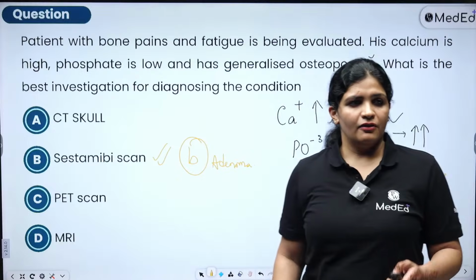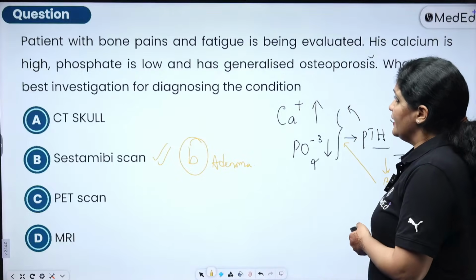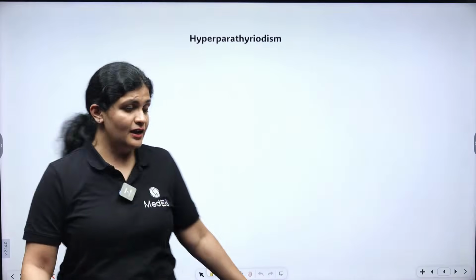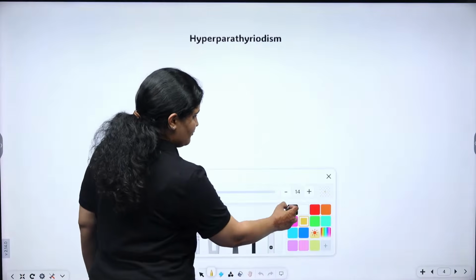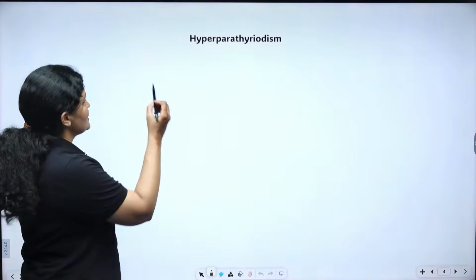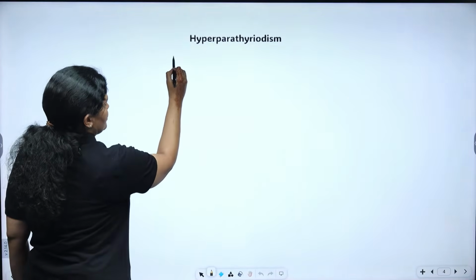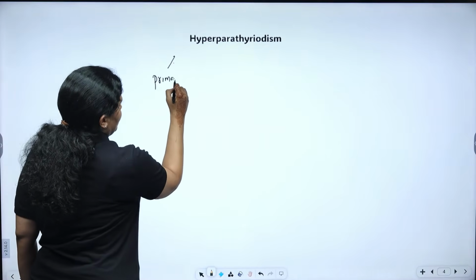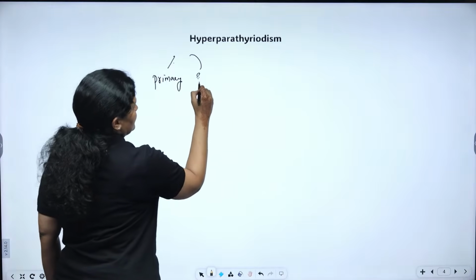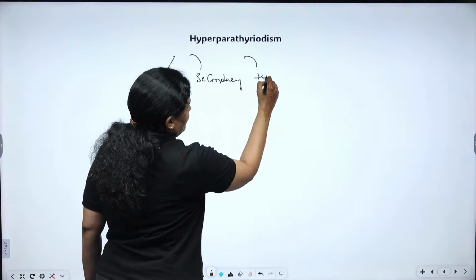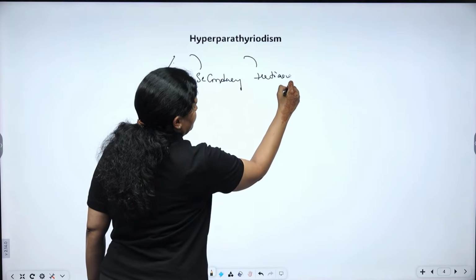Okay, fine. Now let us understand a little bit of hyperparathyroidism, because as it is asked here, they might ask you something a little different from what the question has asked. So let us understand what hyperparathyroidism is. As you all know, there are three types. The first one is called primary hyperparathyroidism, the second is called secondary, and the third one is tertiary.